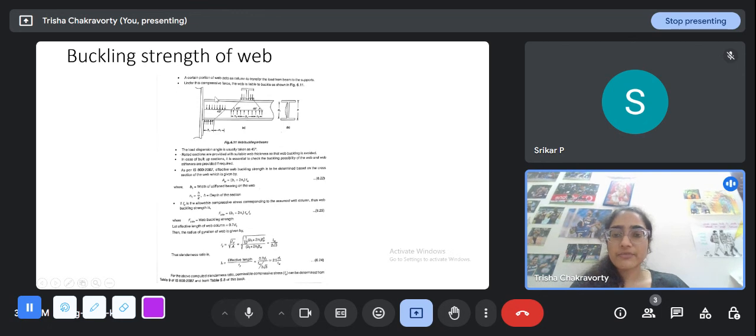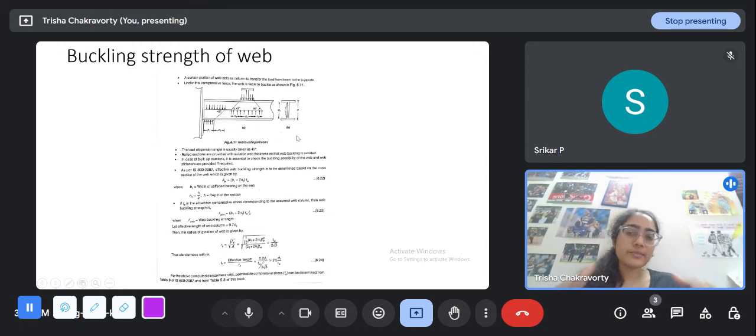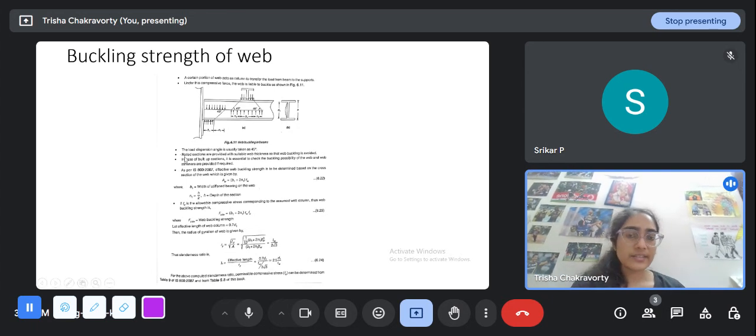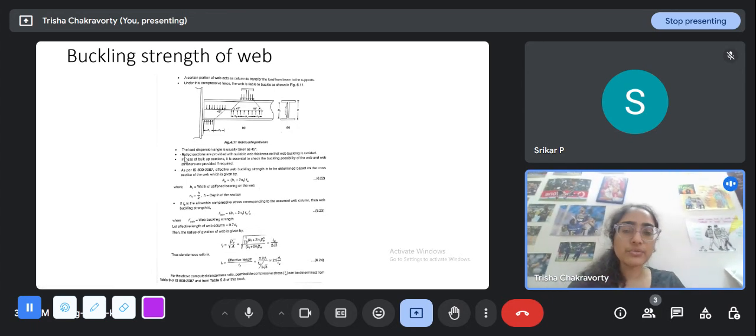For the buckling strength of web, a certain portion of the web acts as a column to transfer the load from the beam to the supports. So there is a 45 degree dispersion, just like in foundation design we have seen a dispersion from column to foundation. When the load is transferred, we assume a 45-degree dispersion. This is just an analogy.